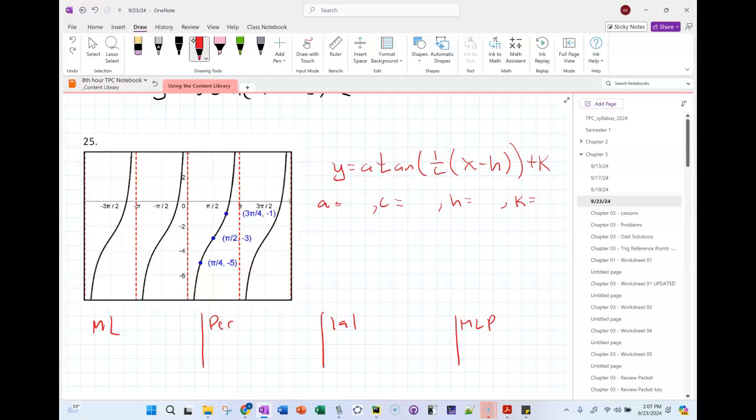Okay, so what letter is the period? So the period will give you C. Okay, but you have an equation to do. Can I go to the back?